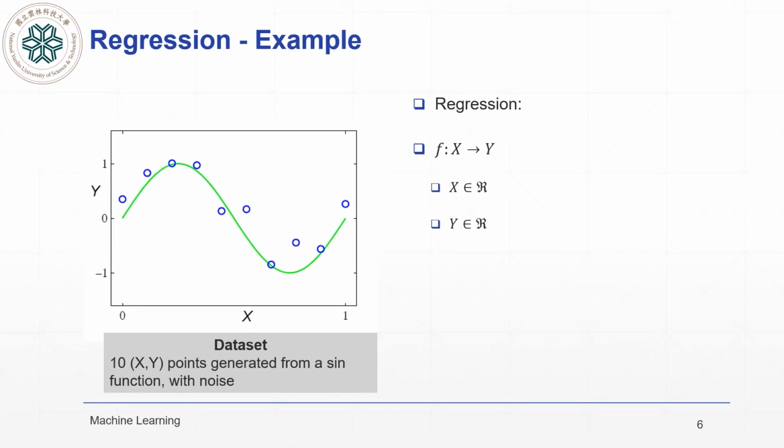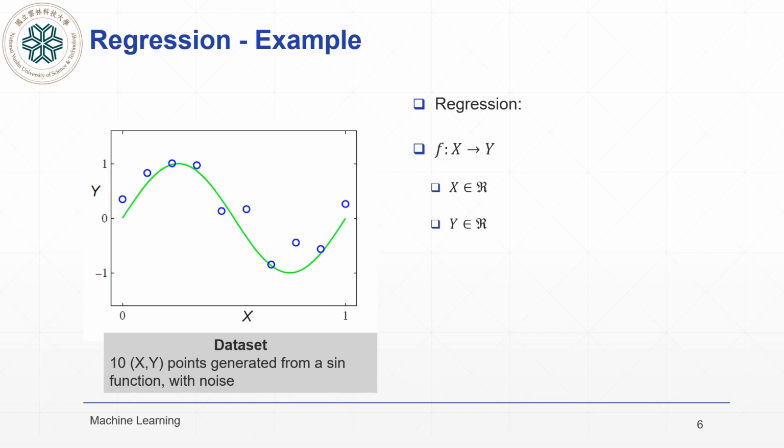Here we have a regression example. In this slide, a figure with 10 points generated from a sine function with noise is shown. The goal of a regression model is to approximate a mapping function f from input variable x to a continuous output, which in this example is a sine function. You can see the mapping function shown in this figure.